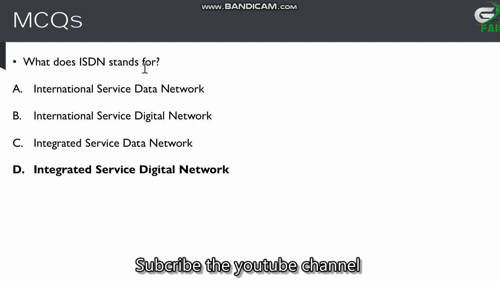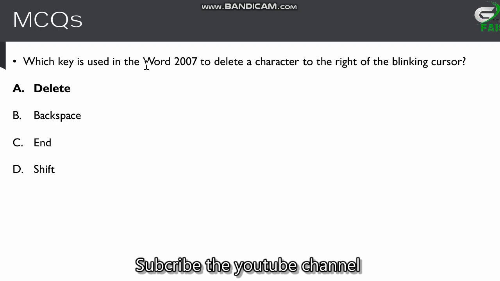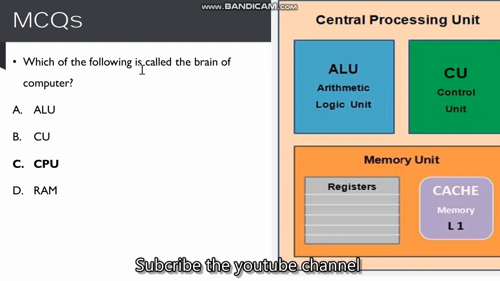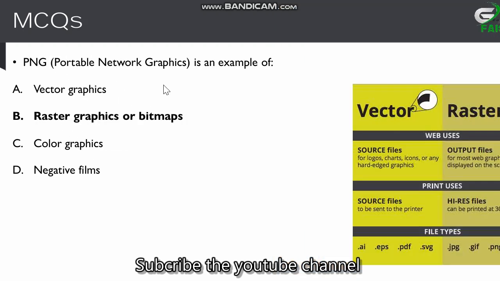What does ISDN stand for? Integrated Services Digital Network. In order to tell Excel that we are entering a formula in a cell, we must begin with an operator such as equals. Which key is used in Word 2007 to delete a character to the right of the blinking cursor? Delete. Which of the following is called the brain of the computer? CPU. Task Manager is a utility program.